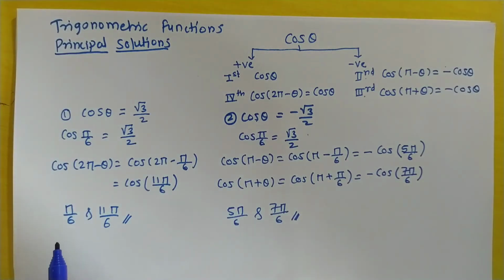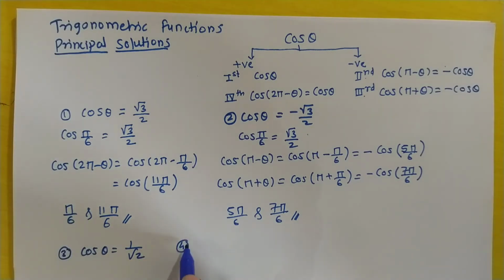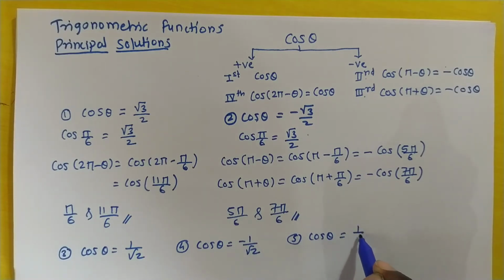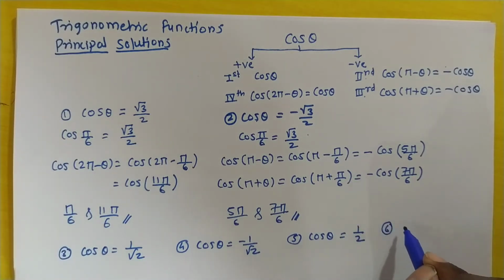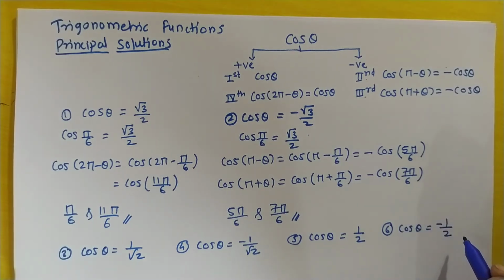Now I am giving you more examples. The examples are cos θ = 1/√2. Next example, cos θ = -1/√2. Next example, cos θ = 1/2, and the last example, cos θ = -1/2. So you can solve them at your home.